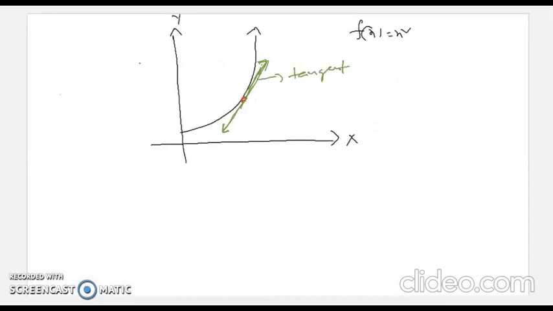The process of finding the slope of the tangent line is known as instantaneous rate of change. Why? Because here we are going to find the slope of the tangent line. The slope means rate of change, found at only one point. This is known as instantaneous rate of change.